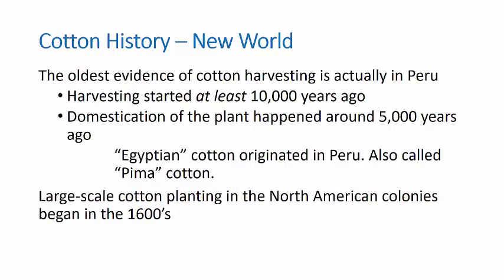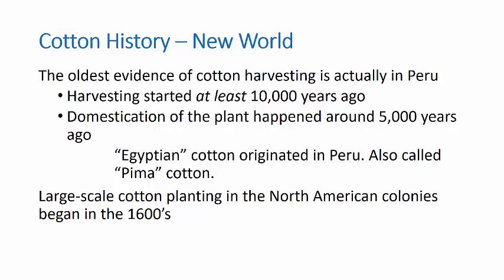Now, if we're talking about the New World, suddenly we realize that cotton got its start, according to all mankind, in Peru, in South America. So our oldest evidence of harvesting the cotton was at least 10,000 years old in Peru. And by 5,000 years ago, not only were they making the cloth, but they had already domesticated the plant.